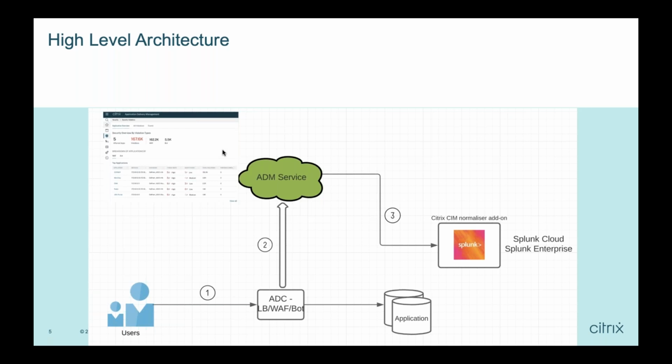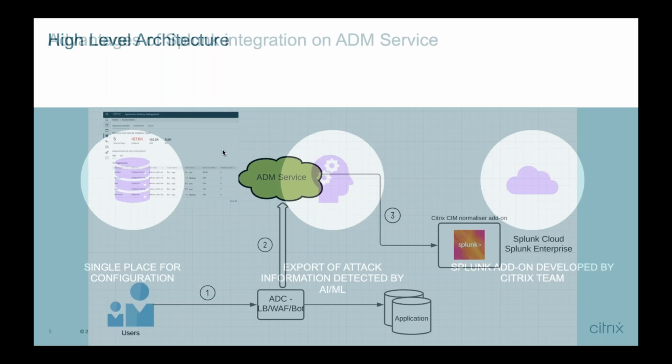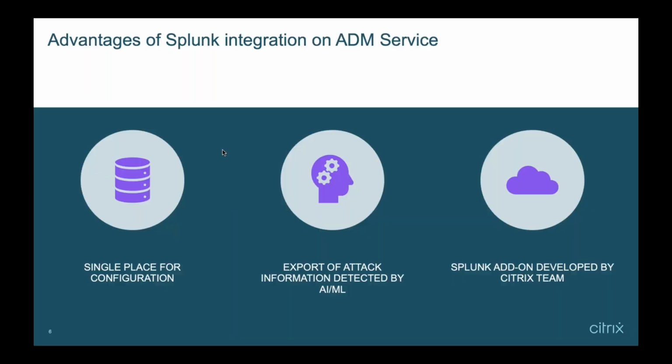I'm pretty sure many of you may have the question that, hey, if there is an existing Splunk ADC add-on, then why is there a need for another integration on ADM service? And there are three key reasons for this. The first one, ADM service, like I mentioned, is the single pane to manage all your ADCs. So instead of having configurations on individual ADCs to export violations and logs to Splunk, you can have all these configured at a single place, which is on the ADM service. So you don't have to configure at multiple ADCs.